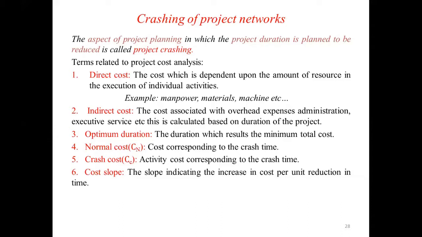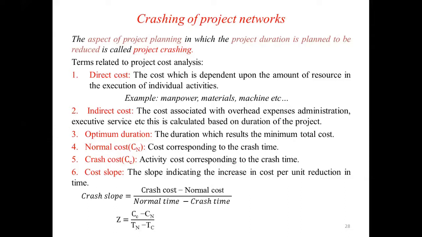Next, cost slope. The slope indicating the increase in cost per unit reduction in time is given by crash slope equals crash cost minus normal cost divided by normal time minus crash time. That is, the crash slope is denoted by Z and is given by Cc minus Cn divided by Tn minus Tc, where Cc is crash cost, Cn is normal cost, Tn is normal time, and Tc is crash time.